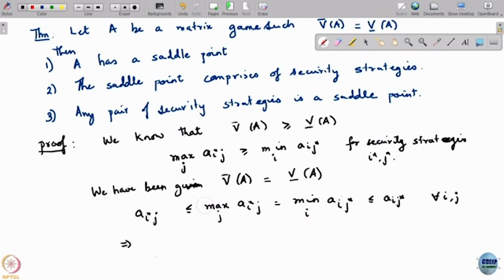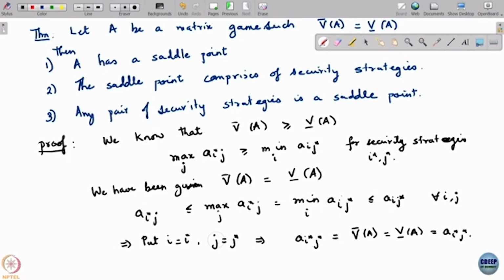Which means what? Now if I put i equal to i* and j equal to j*, what would I get? I would get equality throughout. I would get a_{i*j*} is equal to V upper bar A is equal to V lower bar A is equal to a_{i*j*}.